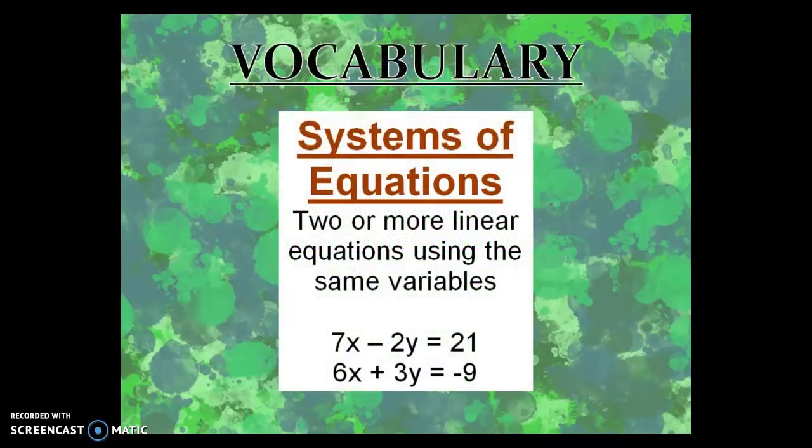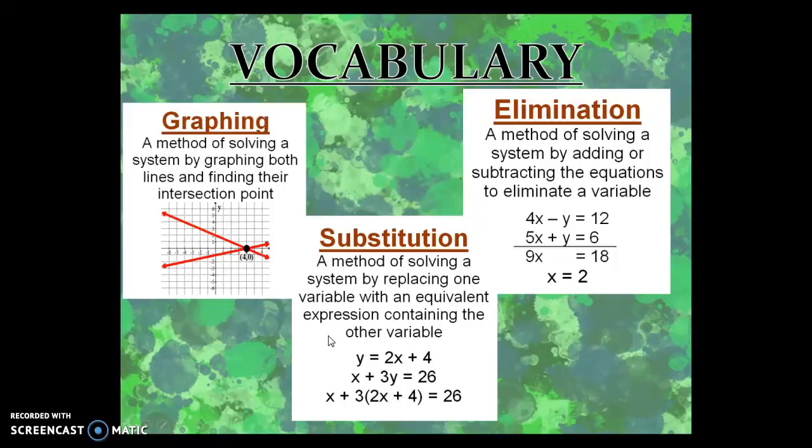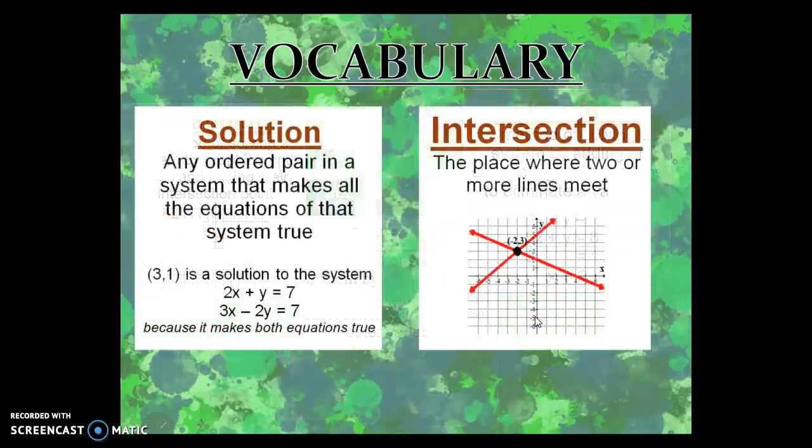Okay, so systems of equations, it's just two equations. Graphing, where they intersect, that's the solution. Substitutions, where you're substituting things in. Eliminations, when you're crossing something out and solving. A solution is where they cross or which two statements, X and Y, make the statement true.